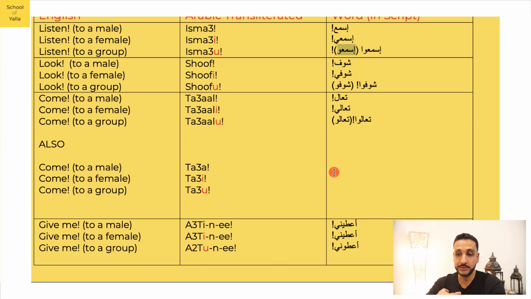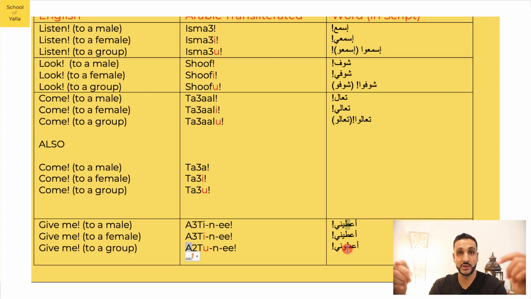A'tini. Give me, to a guy, a'tini, and to a female. These are both the same because a'ti ends in an e sound already, so I can't say a'tiyini. To a guy and to a girl, they're going to be the same. A'tini, a'tuni to a group. If you see a capital T, that's typically how I represent the heavy T, the ta sound, this letter over here. So a'tini, a'tini, a'tuni. A'tini masari, money, a'tini flus, also another word for money.